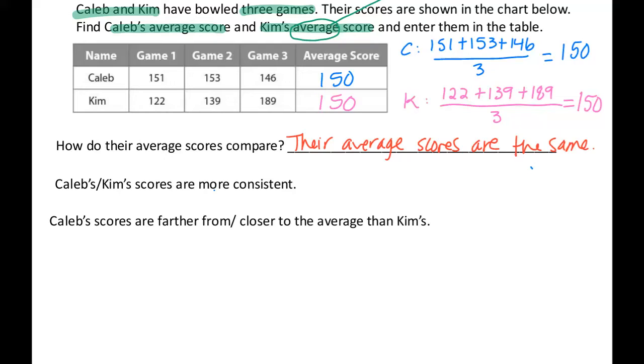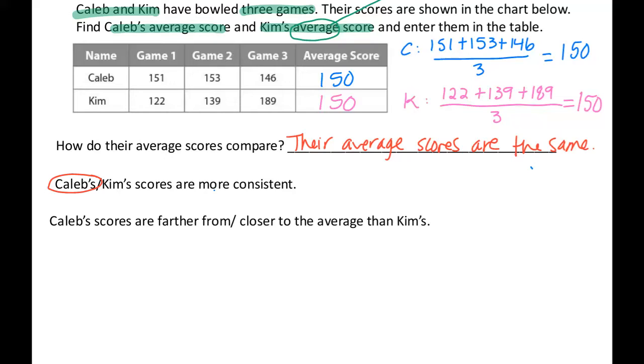Caleb is more consistent, right? They're all roughly in the 150s. Kim's averages out to 150 because she has a very small value and a very large value, 122 and 189. Those are pretty far apart, over 60 points apart from each other, versus Caleb's, which only goes from 146 to 153 for the range. Those are closer. That's less than 10. So Caleb's scores are more consistent.